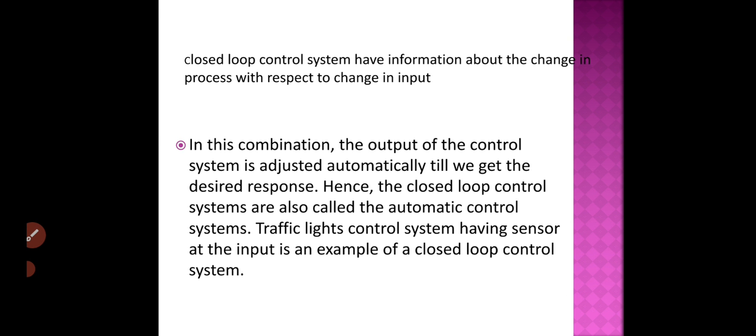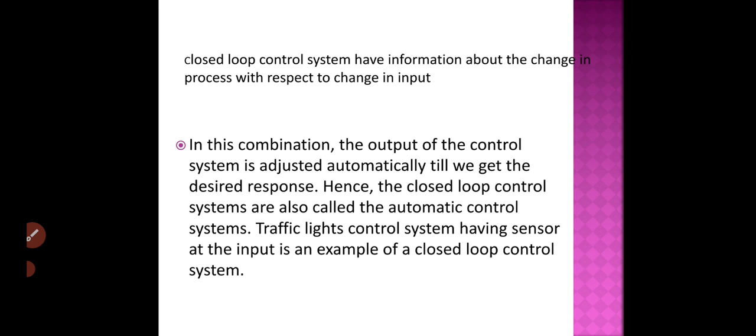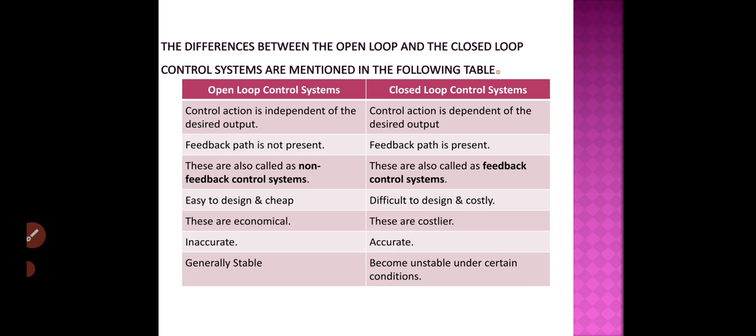A traffic light control system having sensors at the input is an example of a closed loop control system. The traffic light control system we saw earlier is an example of an open loop control system, but the traffic light system having sensors at the input is an example of a closed loop control system. In the next session, we will discuss the difference between the open loop and the closed loop control system.